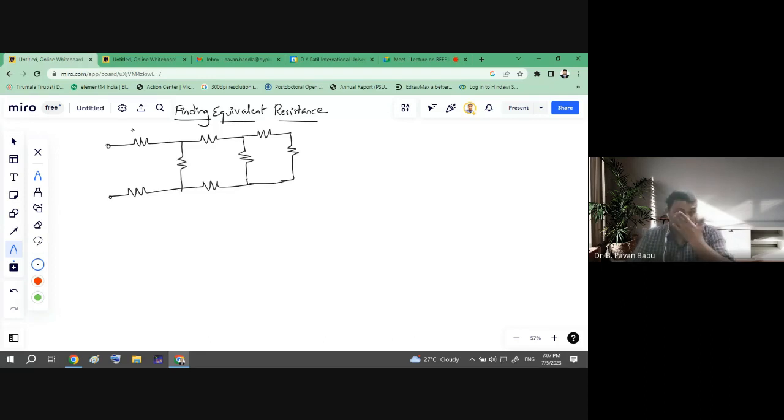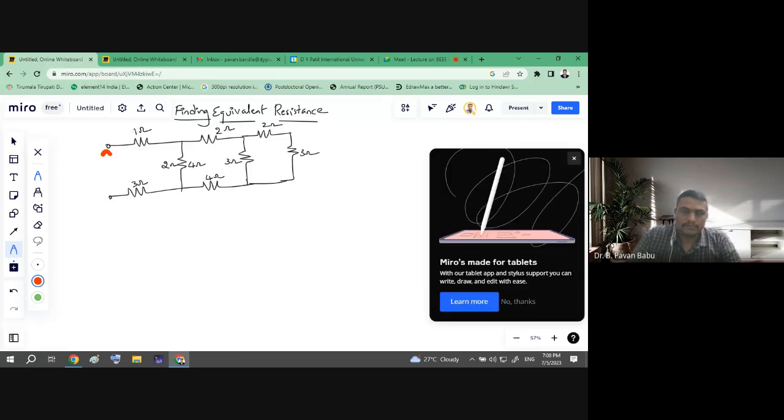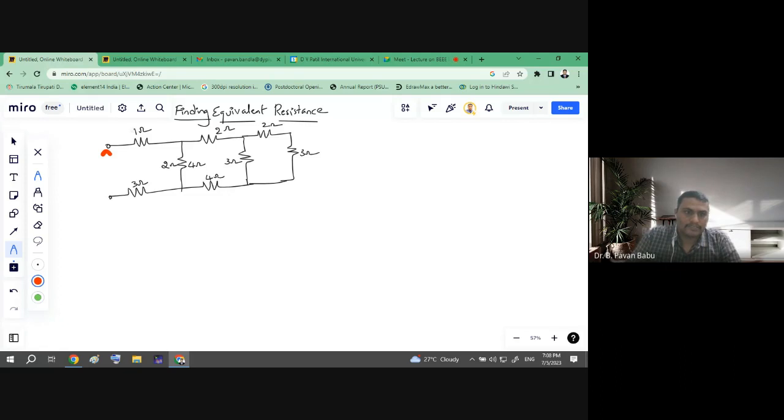Okay, so this is the resistor. Let it be 1 ohm, 2, 3 ohms, 4 ohm resistor, and again 2 ohms, 3 ohms, 4 ohms, and again 2, 3. So this is the circuit. We want to find out the equivalent resistance, R equivalent.